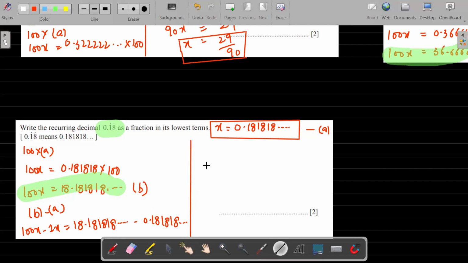Let's do the remaining part. 100 minus 1 is going to be 99x, and it will be 18 minus this, and I will be getting exactly 18. So let's separate x. It will be 18 over 99, and we subtract using the table of 3. So my simplest form is 2 by 11, the lowest term. That is the lowest term which I can get.